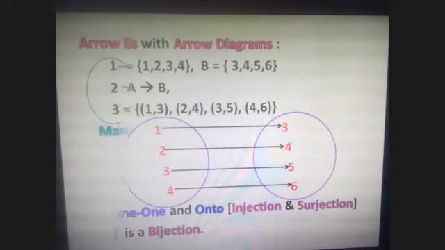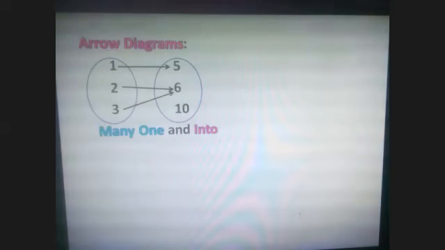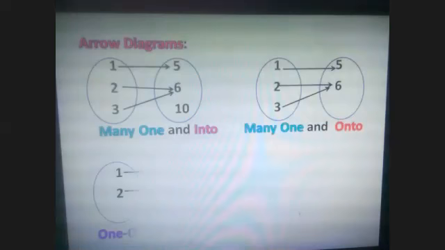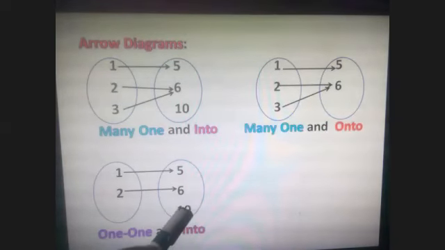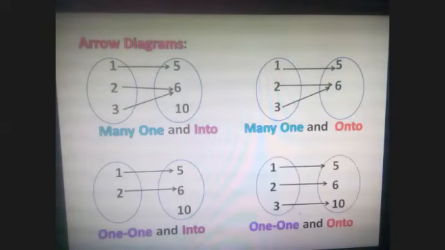Once again, I'll make this clear. This is many one into because 10 has no pre-image. What about this? It is many one and onto. Clear? Many one and onto because every element in B has a pre-image. What about this? It is one to one and into, because 10 has no pre-image. This is one to one into, and here one to one and onto. Clear? All the definitions are clear.